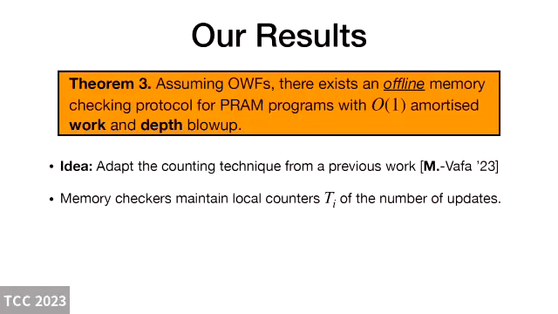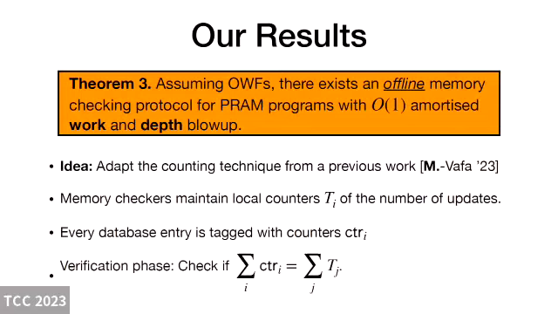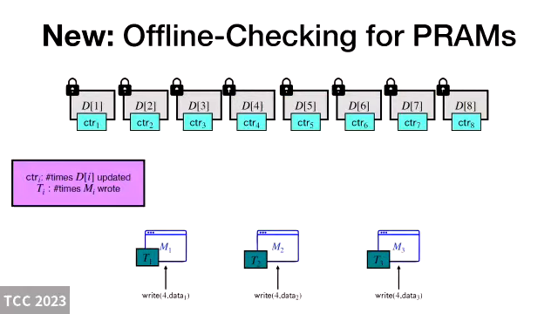Each of these memory checkers is going to store a local counter, which counts the number of updates that particular memory checker made. Now you tag every single database entry with a counter of how many times that database entry was updated. In the verification phase, all we do is check if these two sums are equivalent. We set up our algorithm in a way such that this is sufficient. So here's the setup: all the database entries are tagged with the number of times they were updated, and every memory checker contains the number of times it has made an update.